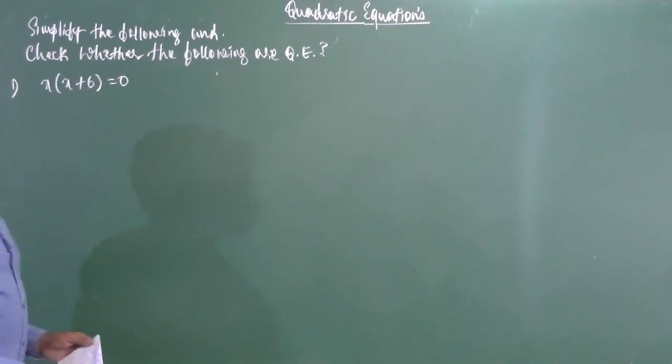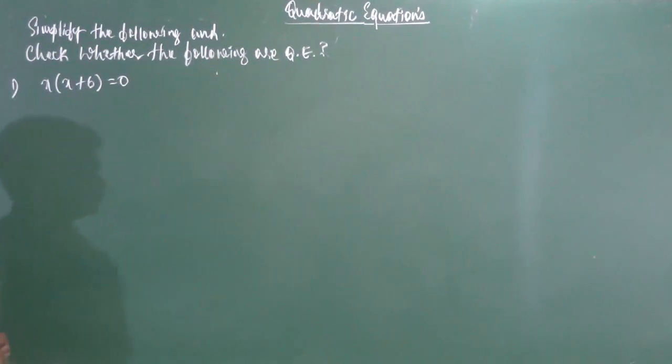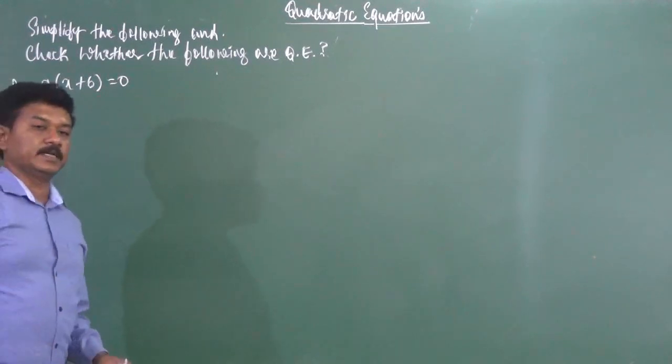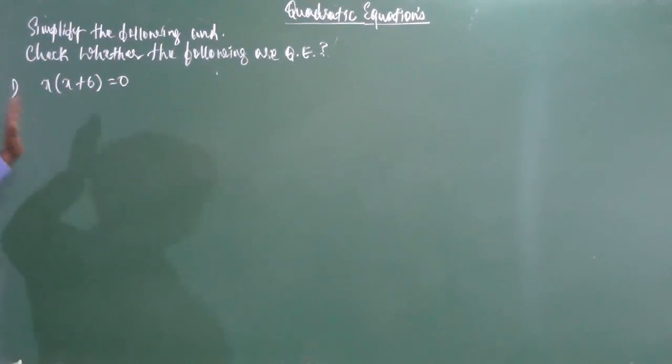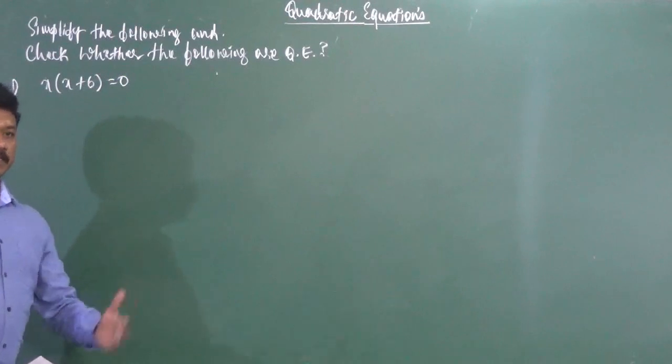Now the question changes. A little bit elaborated questions. For 2 marks you are going to come across here, very important: simplify the following. He asks you to simplify that. It's in the complicated form now. He is asking you to simplify and check whether the following are quadratic equations or not. So the same thing we have to do, but in the earlier steps we have to just simplify that, right?